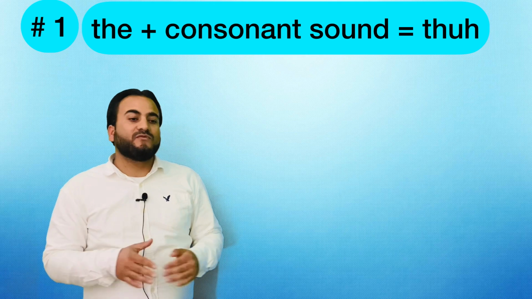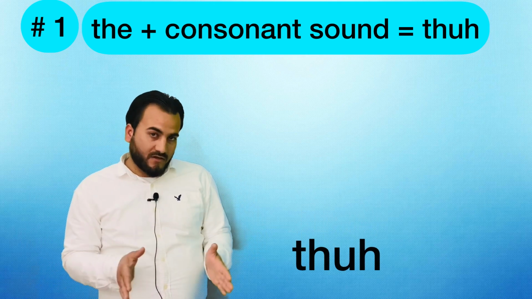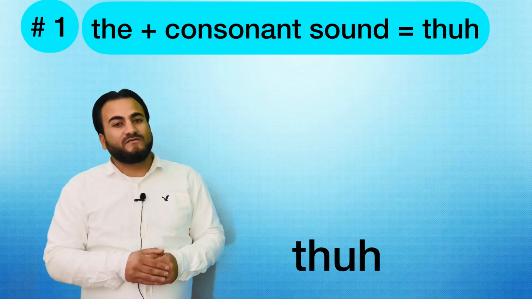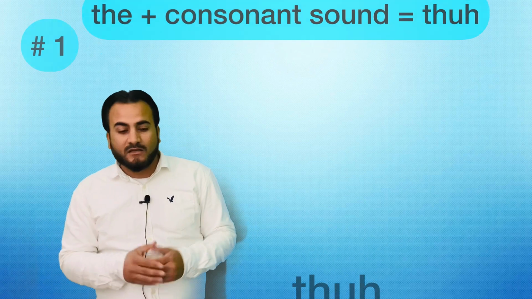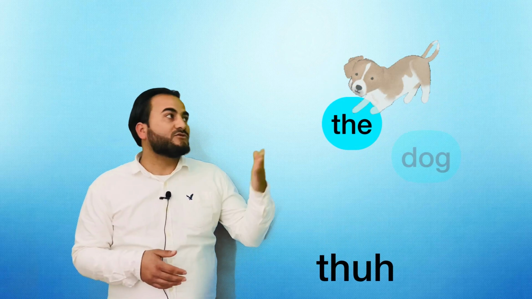Normally, we pronounce the when it comes before a consonant sound as a short sound, the. So this is the first rule, okay? For example, the car, the park, the dog. Okay, very nice.